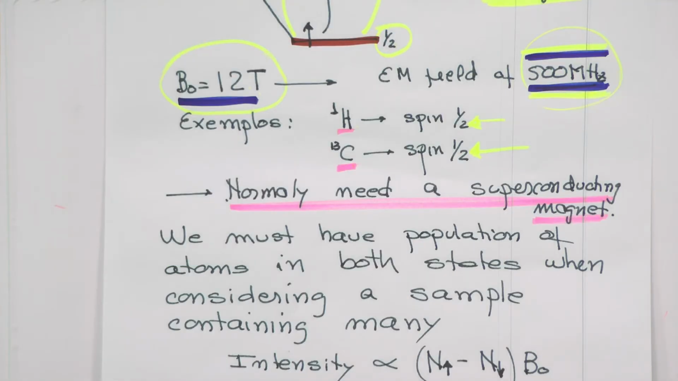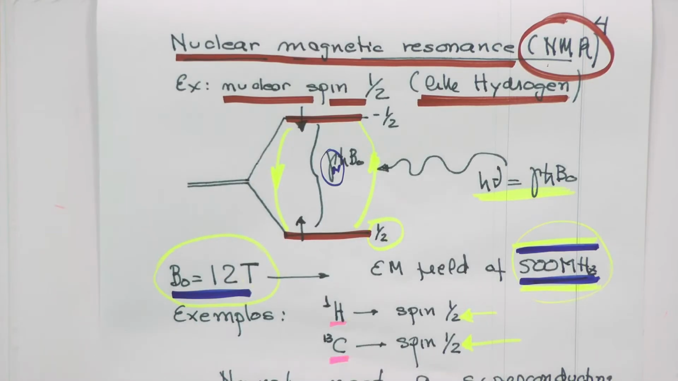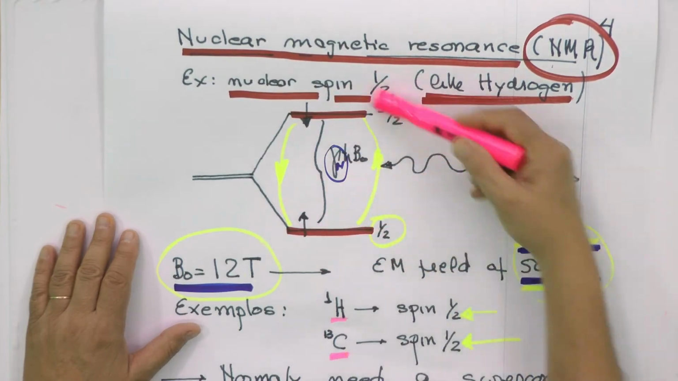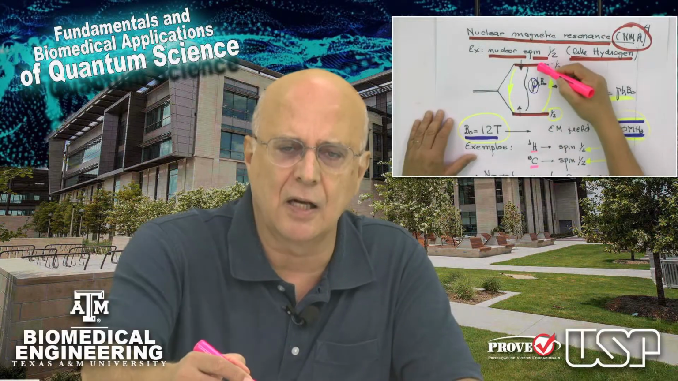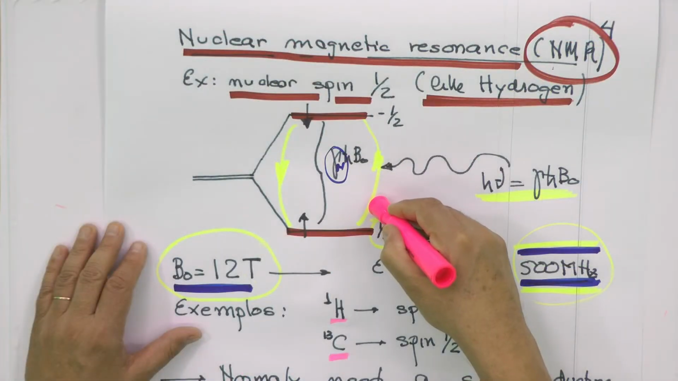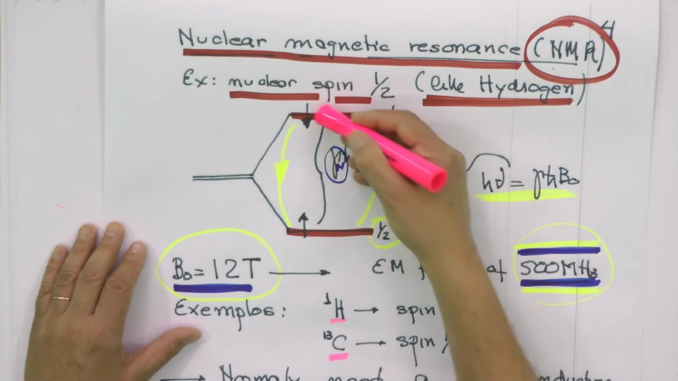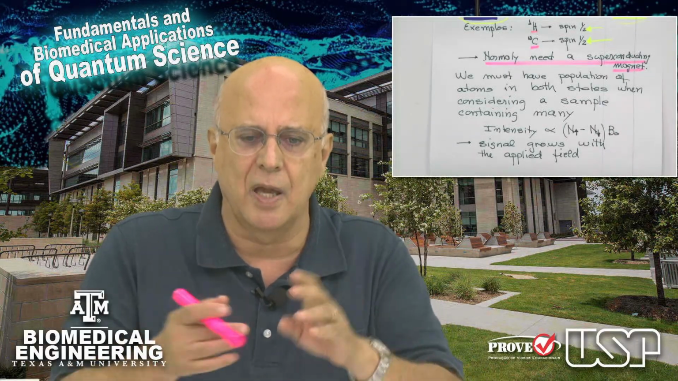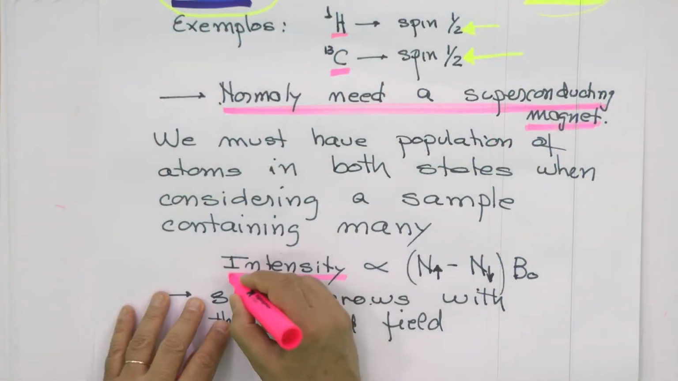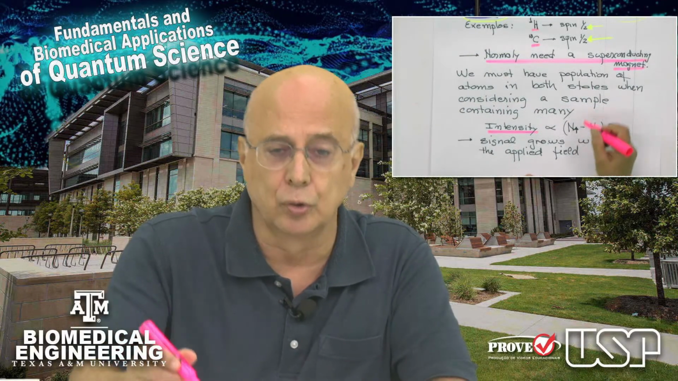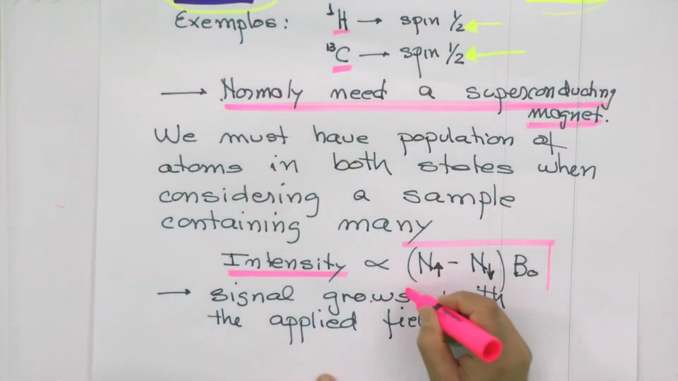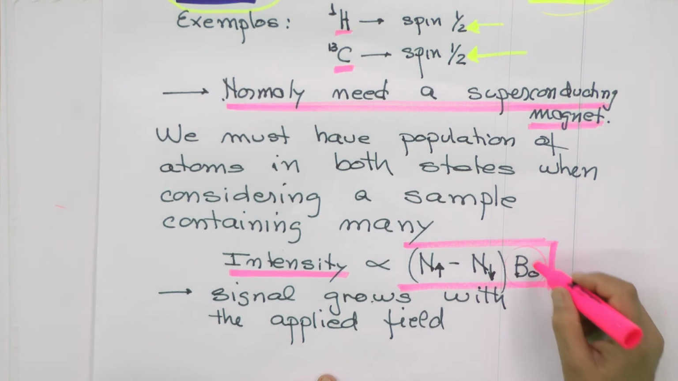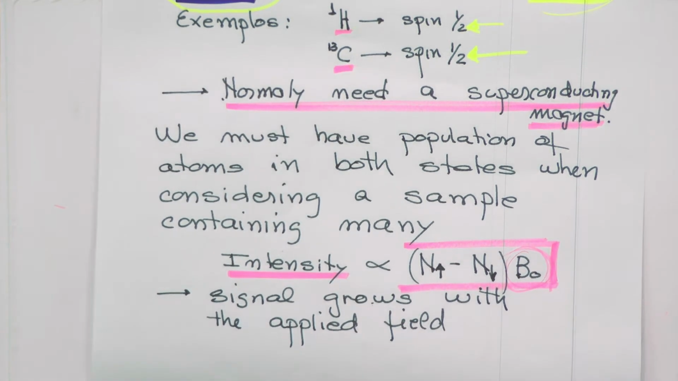And of course, if we have an equal population and we shine the radiation, we absorb, but we also come back. We give energy from the radiation to the spin of the nucleus, and it also gives back. So the amount of radiation that will be absorbed, which is the intensity of the absorption due to the NMR, depends on the difference of population times the field. That's why we want large fields, because it means the intensity will be bigger.